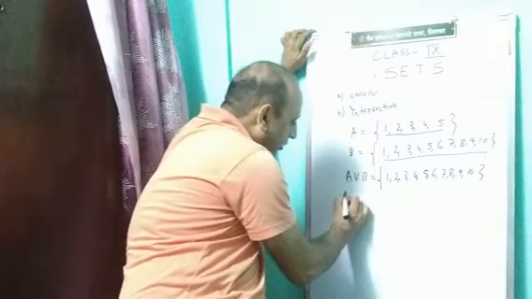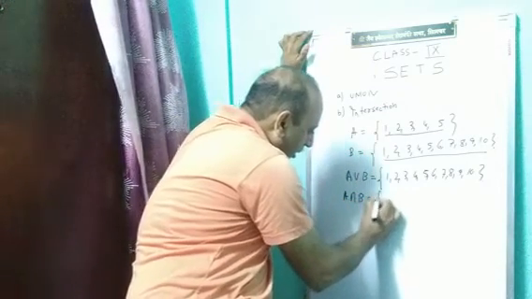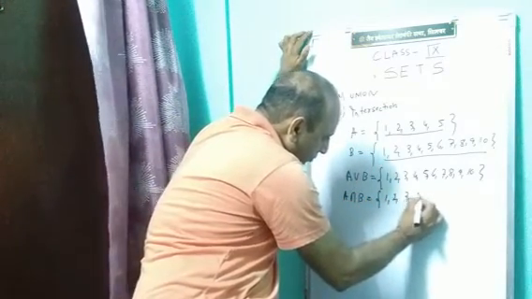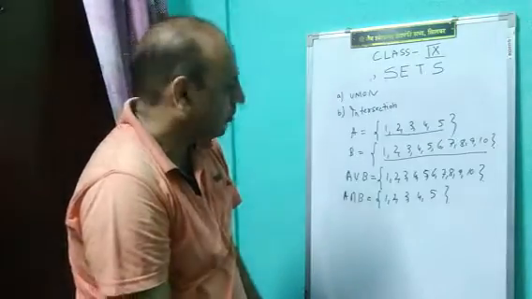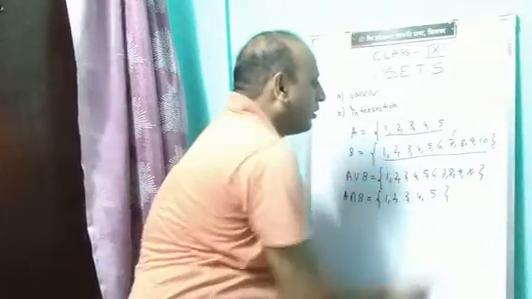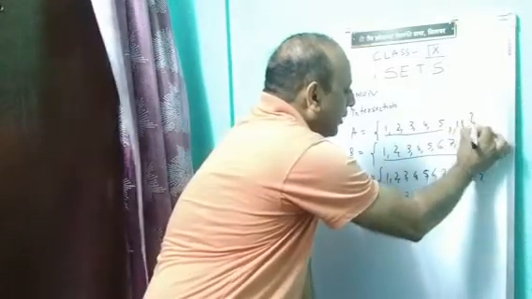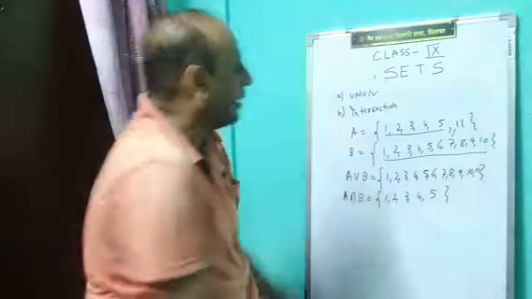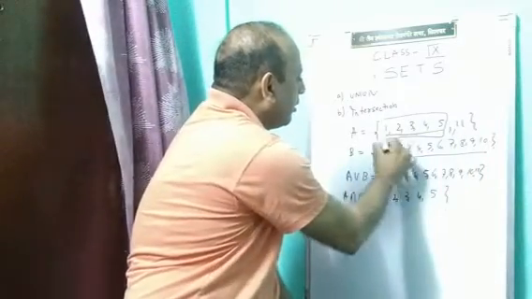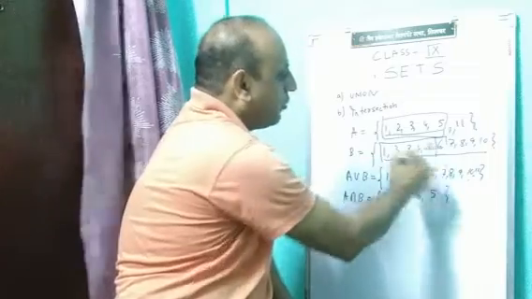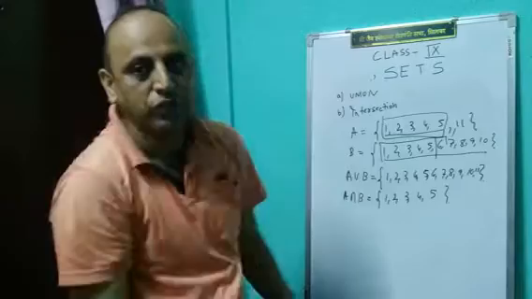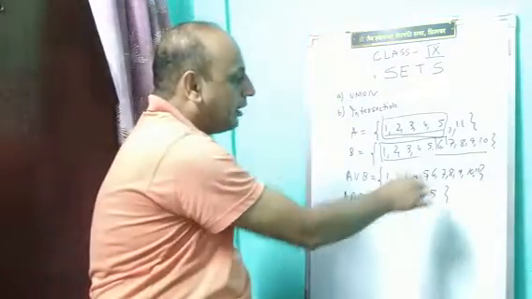A intersection B is a set containing the common elements of A and B. Let me make it more clear. Suppose there is one more element, 11. So the union will go up to 11 and the intersection will be the common items only. A has 1 2 3 4 5 and B has 1 2 3 4 5 up to 11, so the intersection will be 1 2 3 4 5. The union shall be 1 2 3 up to 11.